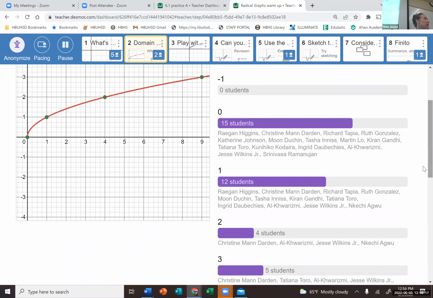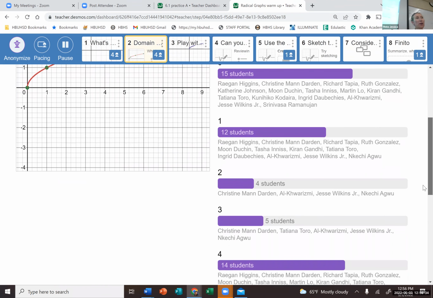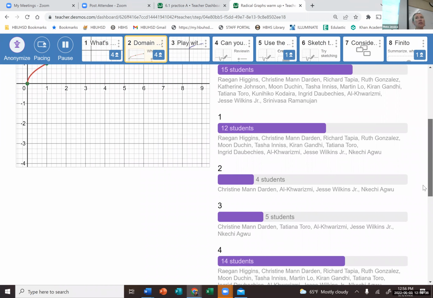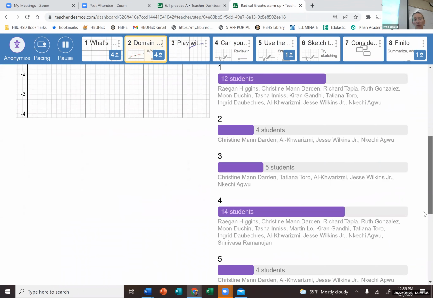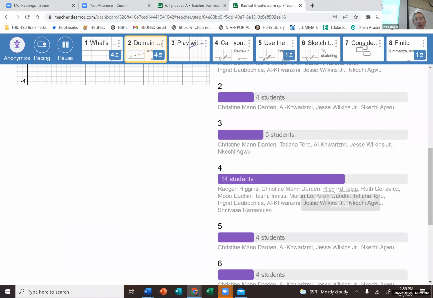We know the square root of 0. What's the square root of 0? It's 0. We know the square root of 1. What's the square root of 1? 1. But do you know the square root of 2? No. Do you know the square root of 3? No. Do you know the square root of 4? What's the square root of 4? 2. And so we should select 4.